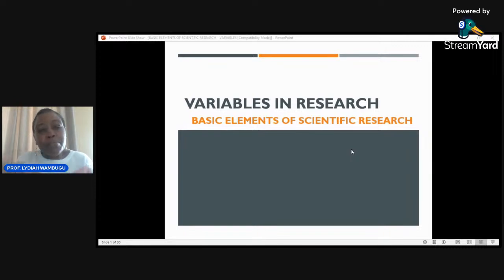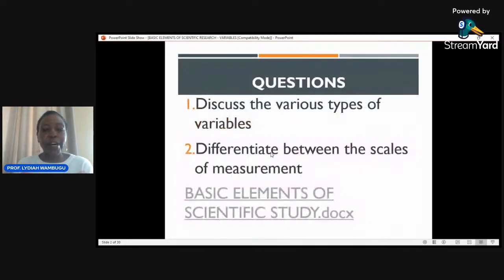Medicine or medical sciences is another discipline, and they have their own language. So researchers also, because research is a discipline, have their own language. And this language is what is basically called basic elements of scientific research. There are quite a number of them, but today we will concentrate on variables.